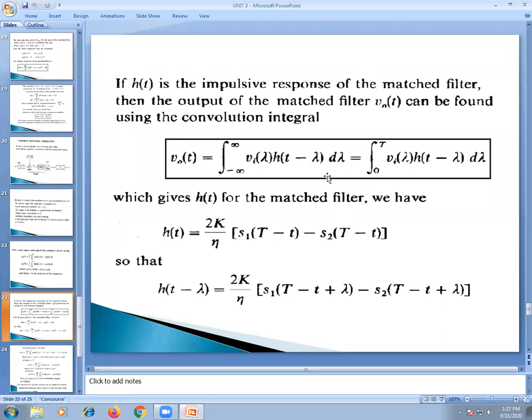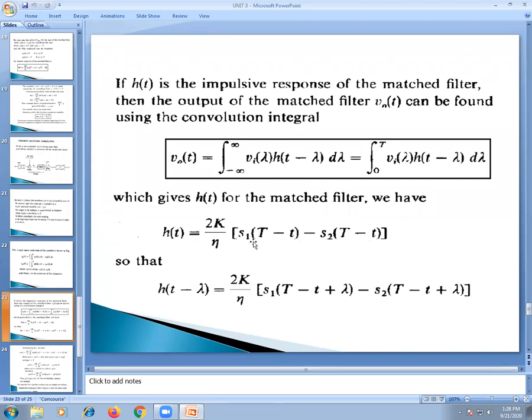Two signals are there now. One is the unit signal, another one is the delayed version of the unit signal. Here it is the input signal, and the h function is the delayed function. This is the convolution formula, which gives h of t for the matched filter. We have h of t, the matched filter transfer function. That is h of t is equal to 2k by eta times s1 of T minus t minus s2 of T minus t.